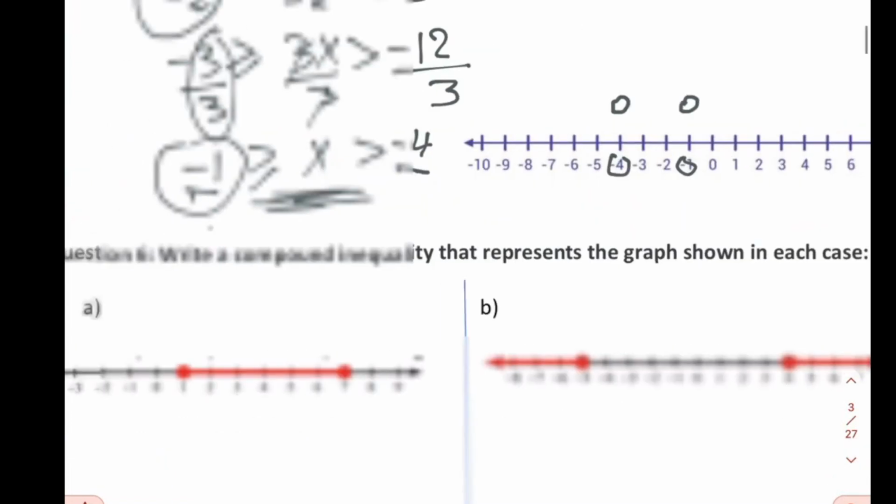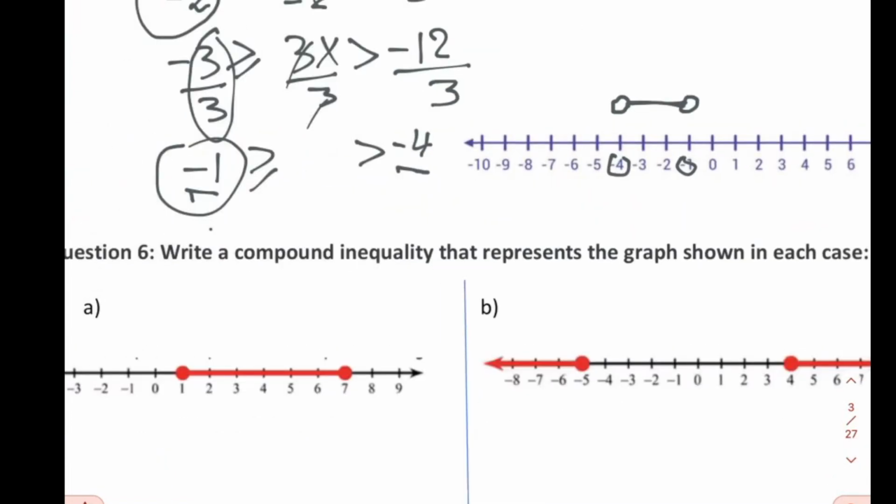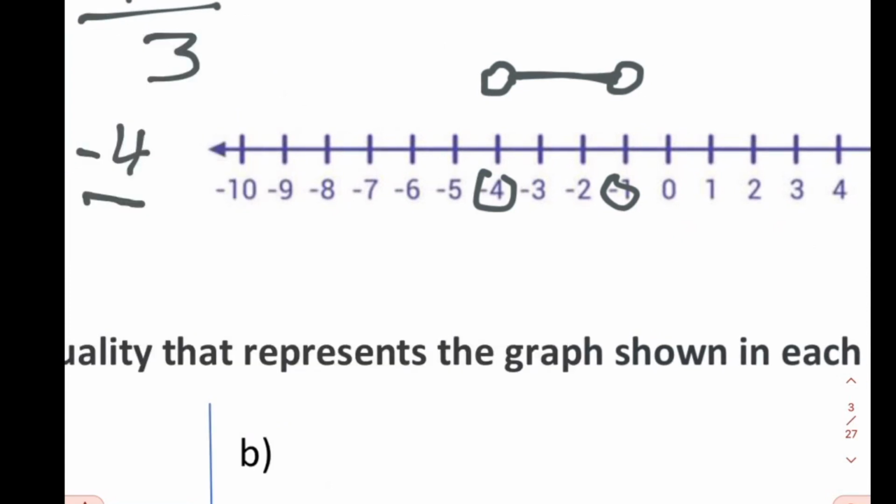Now look back at your inequality. You see that at -1, there is equal. Can you see here? Less than or equal. That means there is equal. When you see the equal, you go to that value and you put a solid point. That means you include this solution. -1, you include it in your solution set.